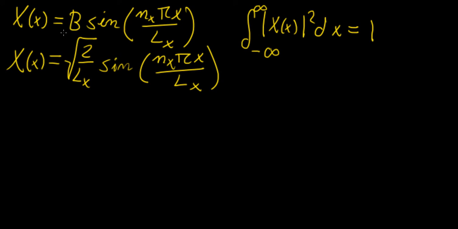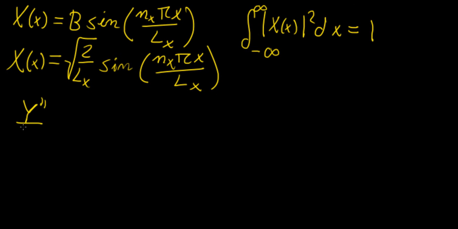The reason we can do this is that we're assuming the solution for our wave function is separable. If it is separable, it means that we can find normalization constants for both x and y independently of each other. So we're going to get the following. That's our function X. What about the function Y? Well, we can apply the same logic.